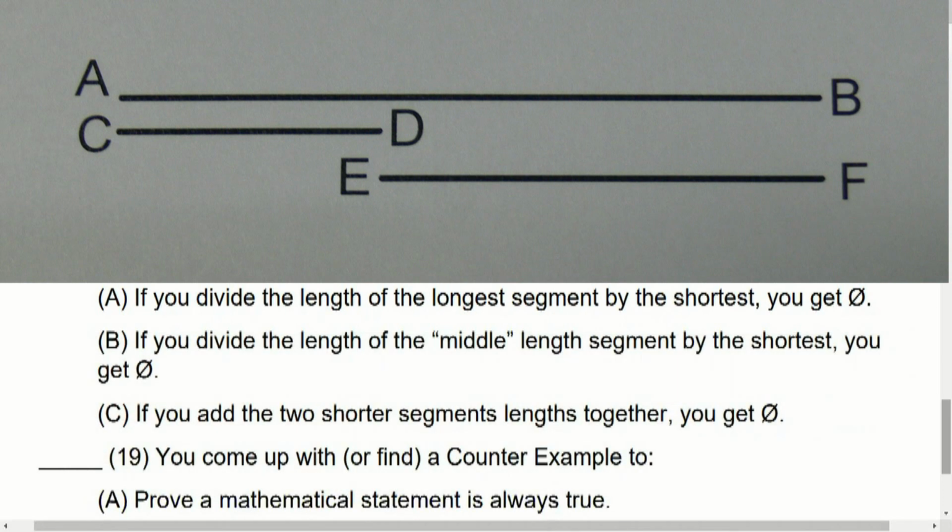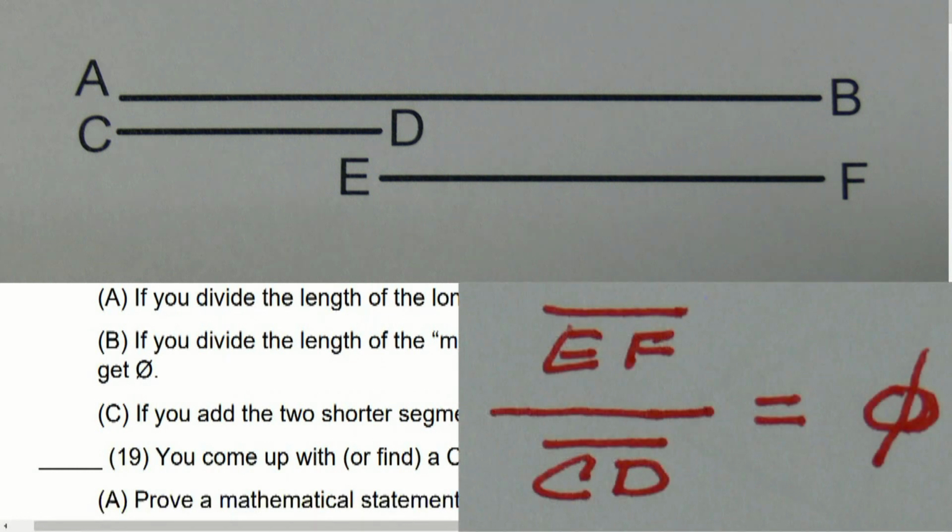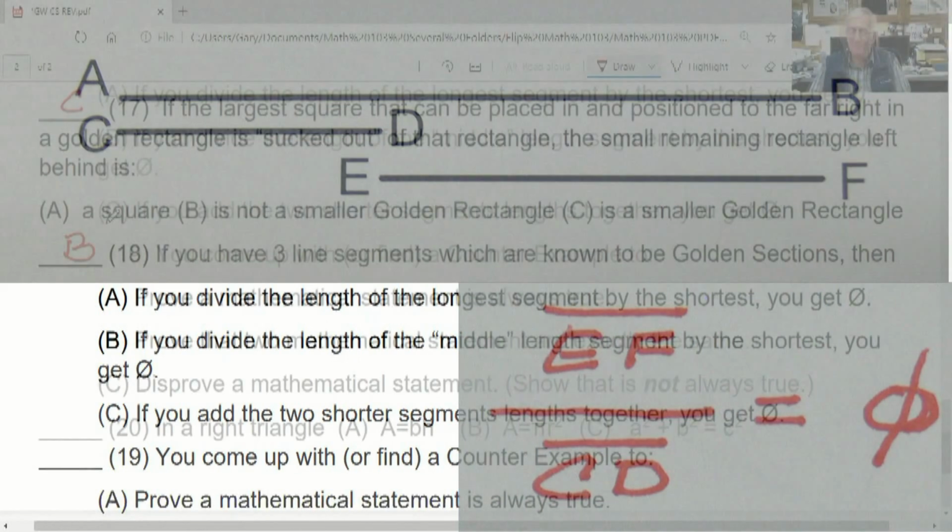Well, the correct answer is B. The middle length segment and the shortest segment divided by the shortest segment will indeed give you phi.